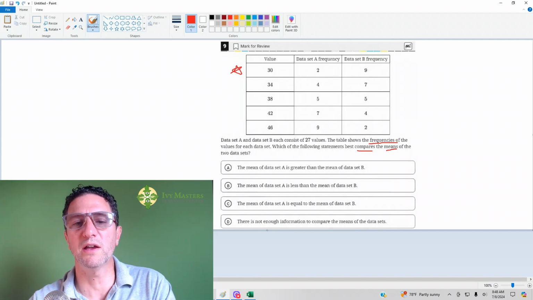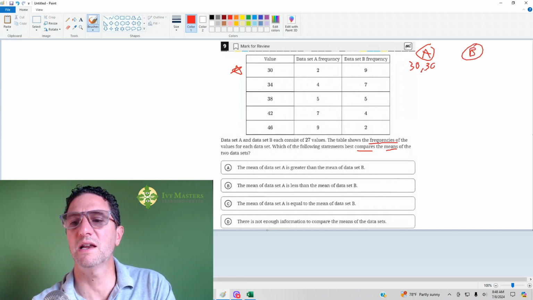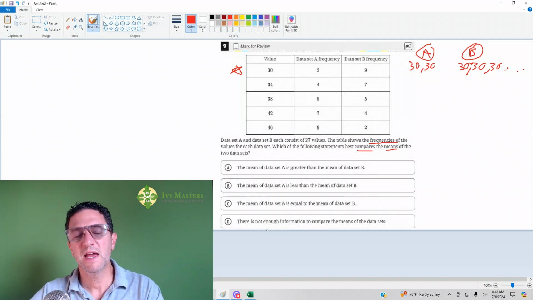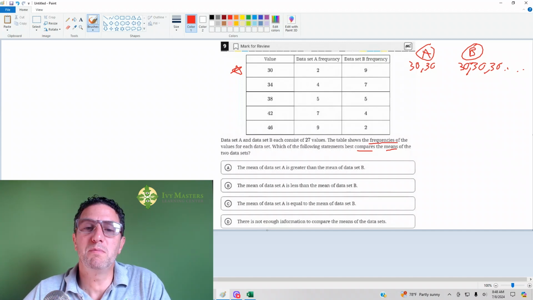If your value is 30, dataset A has two 30s. Dataset B has 9 30s. 30. Okay, and it keeps going. 9 of them. And if you understand that, then it makes sense that the mean is going to be larger if there are more larger values.